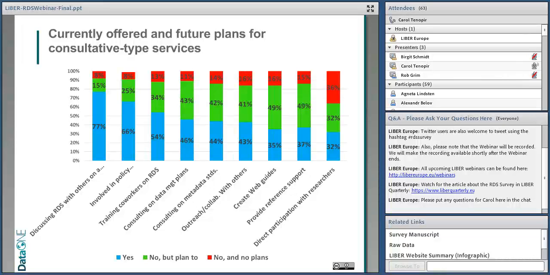So you can see a majority of our respondents are either offering or are planning to offer almost all of these consultative type services. The one on the end, which is the exception or has the least number of plans to offer, is that direct participation with researchers, the one-on-one consultation and participation with a research group, which of course has a big implication for staffing and a commitment for staff that many perhaps are not able to offer.